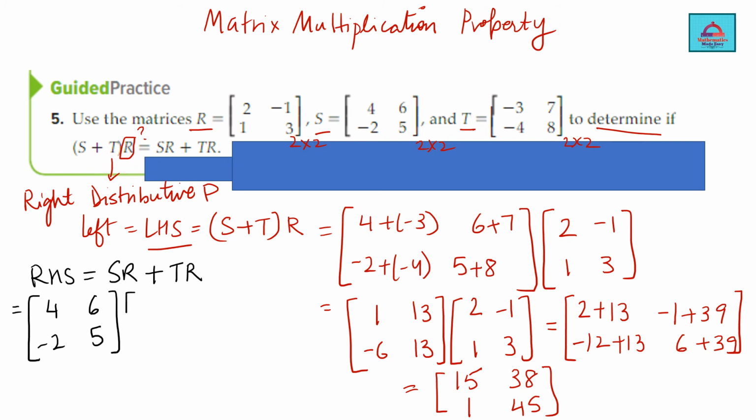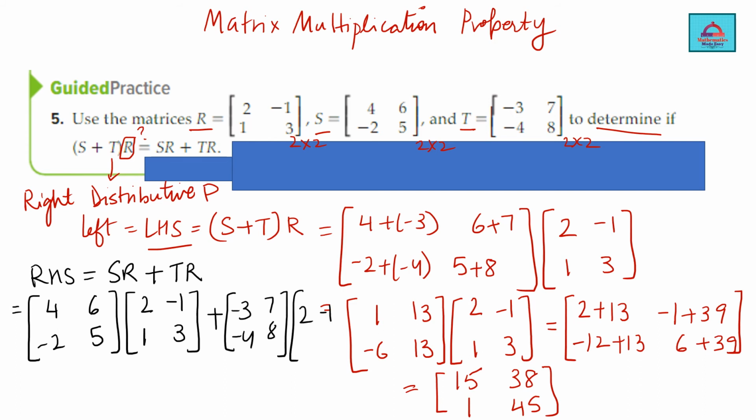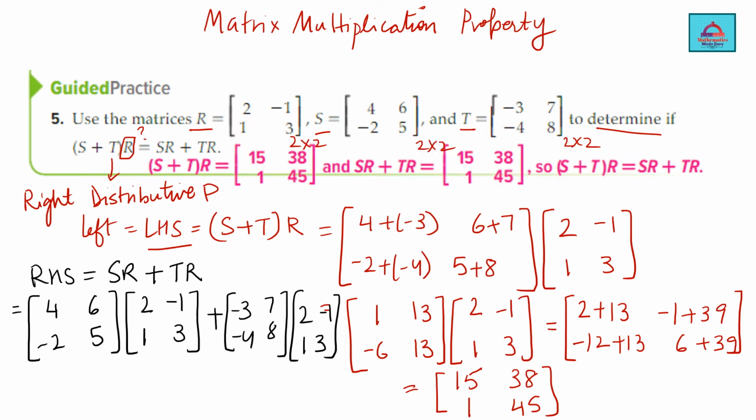So this is S multiplied with R matrix first. You do the multiplication first, then you do the multiplication of TR. So matrix T with matrix R. And when you are going to be doing that multiplication, you would see that it is also giving you the same matrix. The result is same, 15, 1, 38, and 45.